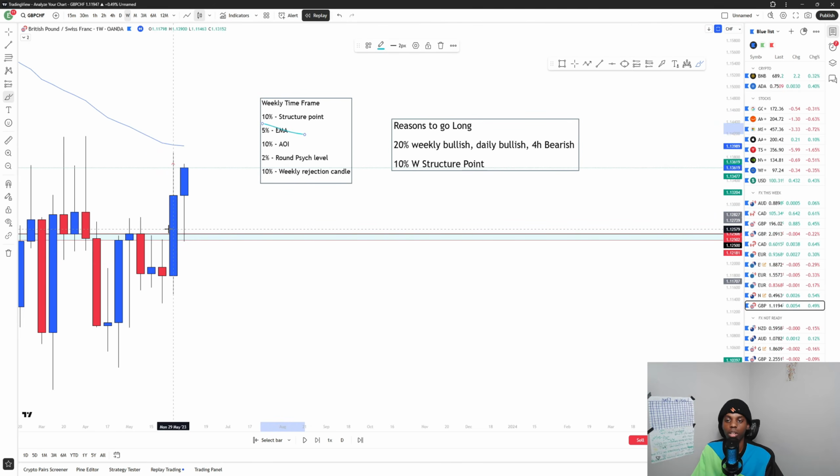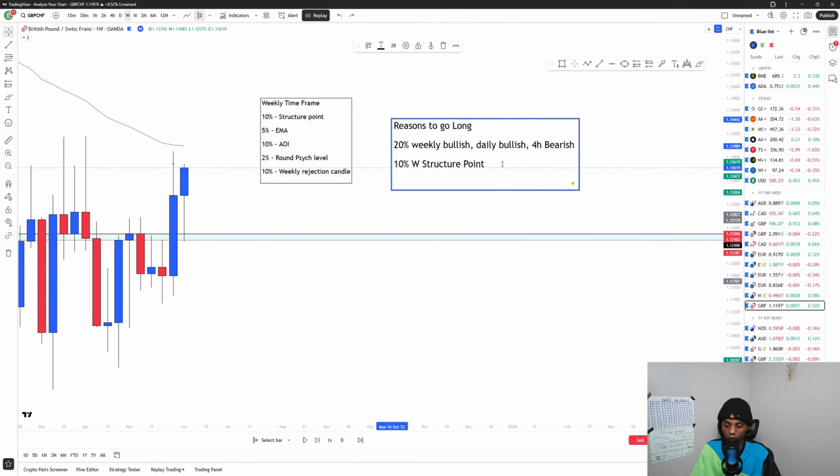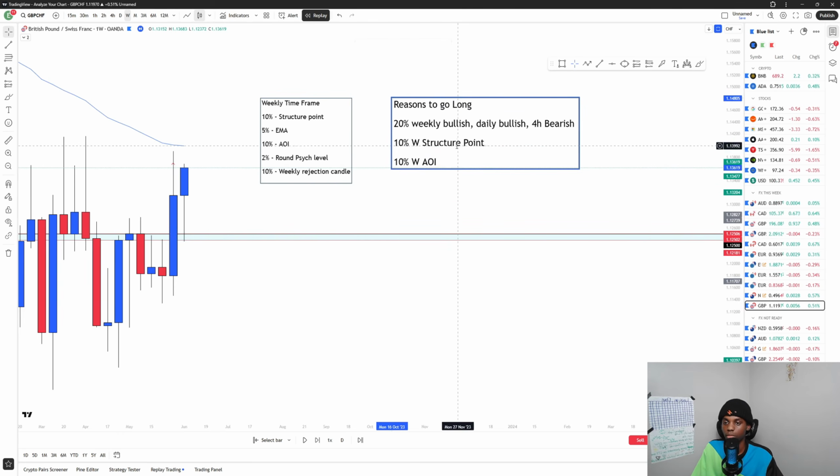Let's cross that out. Next thing is, is the weekly time frame rejecting off of an area of interest? And the answer is yes. Weekly time frame is rejecting off of an area of interest, the area of interest that I identified on the daily time frame. So I typed that up too. 10% area of interest, and let me put W to remind us that this happened on the weekly time frame.